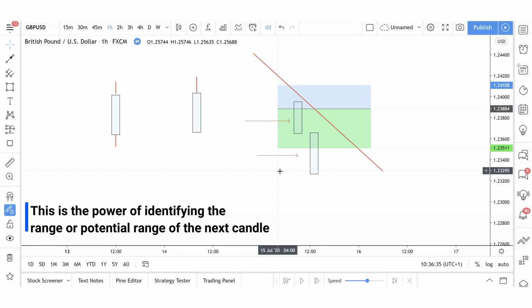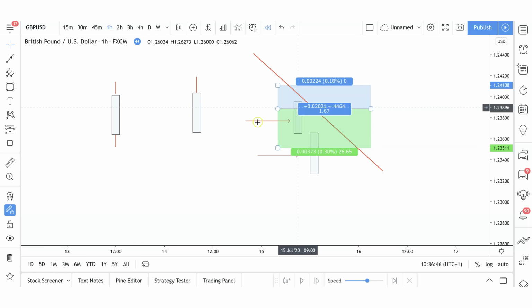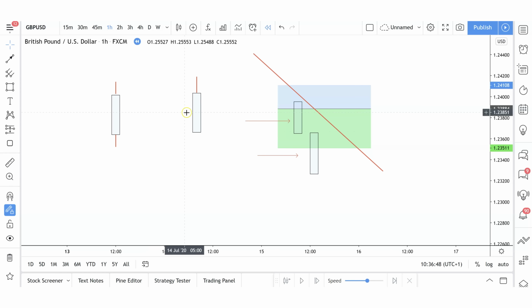Because once you're able to identify, and this should be done first thing in the morning, what structure the market is in, what the formation of the structure is creating, and then going down to your lower time frames to start looking for behavior, and then looking for your patterns.